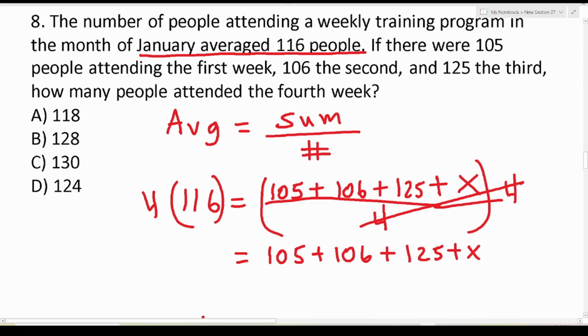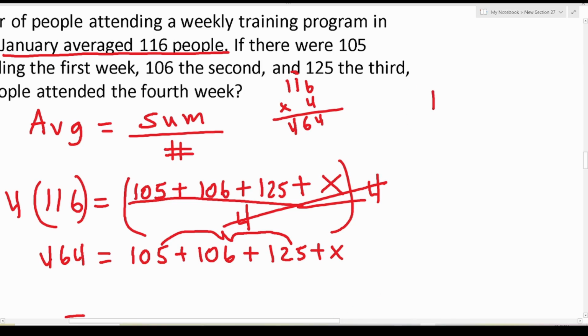And so as not to make any mistakes, I'm going to work that off to the side right here. So 116 times 4. 6 times 4 is 24, so we're going to bring down a 4 and carry a 2. 1 times 4 is 4, plus 2 is 6, and 4 times 1 is 4. So this is 464. To get X by itself, I have to move all these values over to the left. But prior to moving them one by one, I'm just going to combine them. So let's do that next.